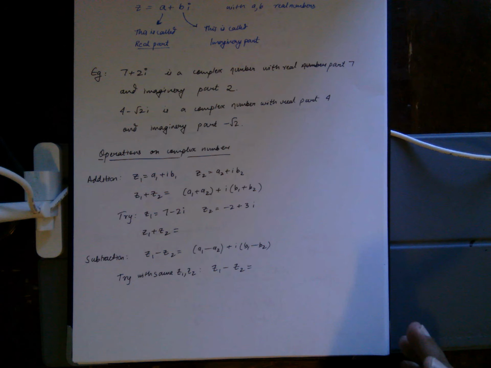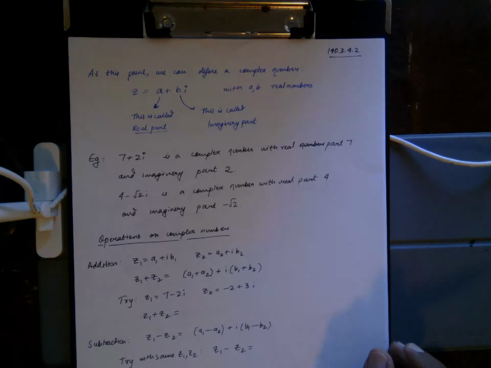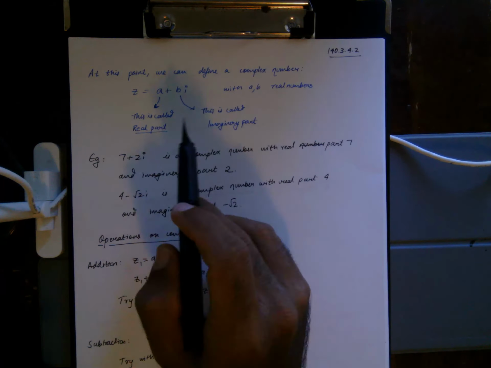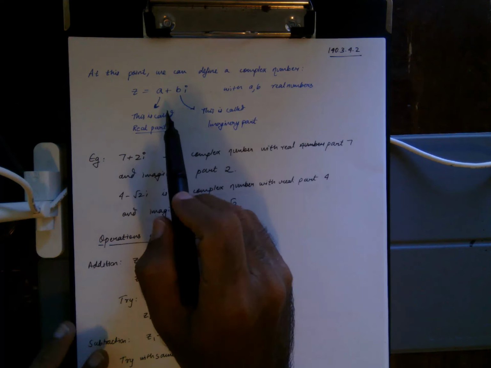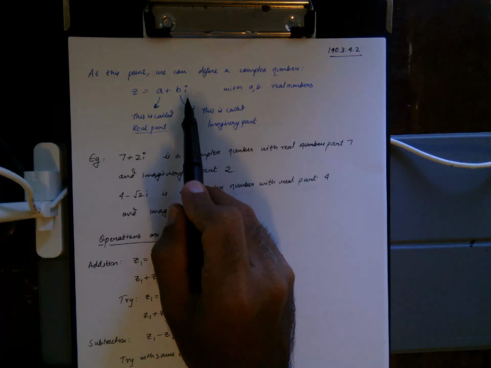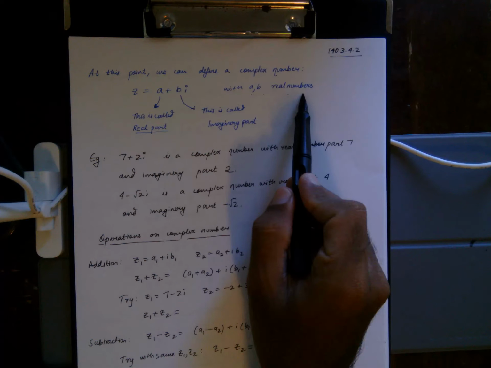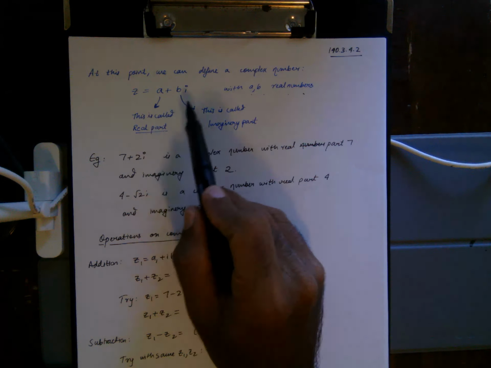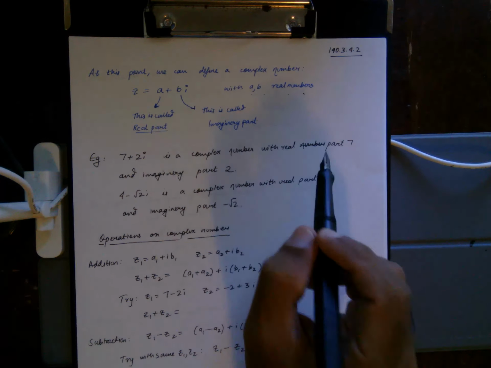At this point, we can define a complex number now. A complex number is any number which is written in the form of a plus bi, where a and b are real numbers. a is called the real part and b is called the imaginary part.